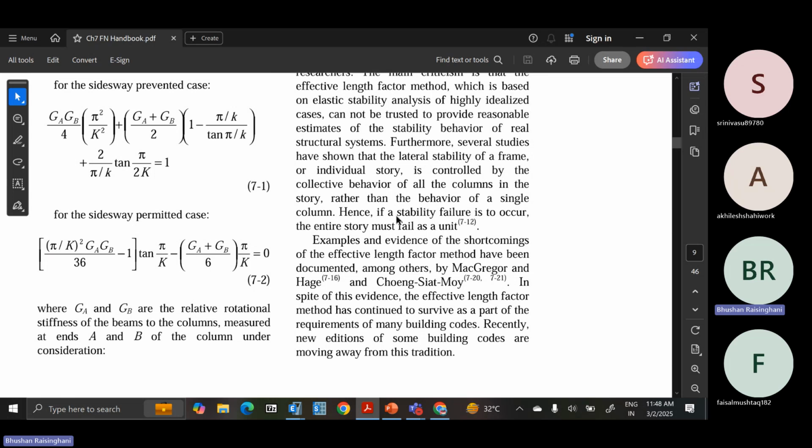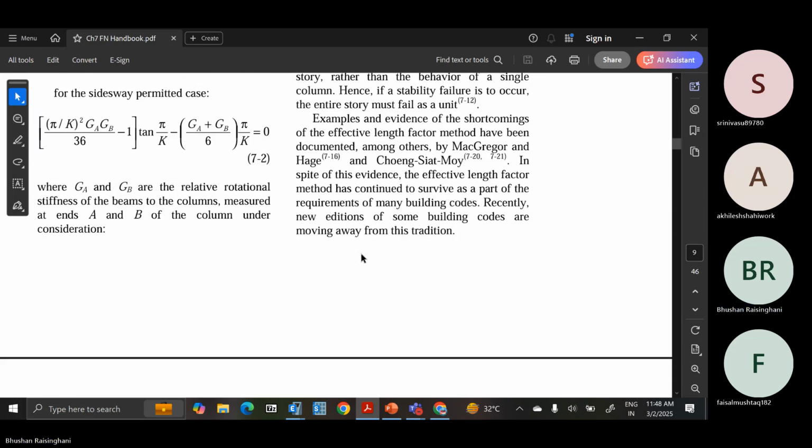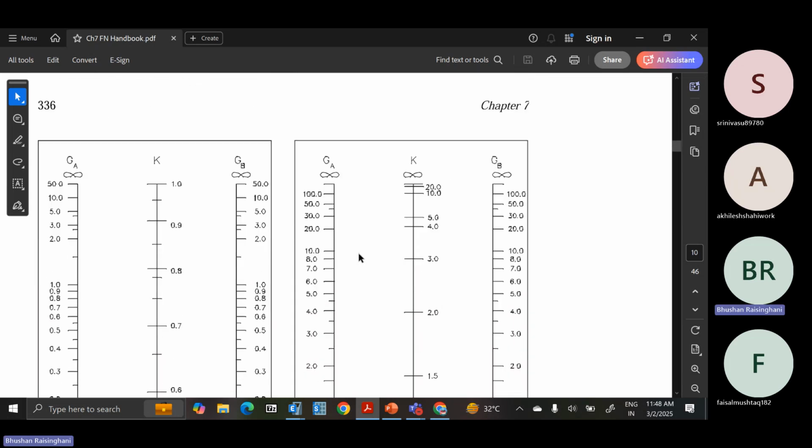So in this method, if a stability failure is to occur, the entire story must fail as a unit. Examples and evidence of the shortcomings of the effective length factor method have been documented by McGregor and Haig. They have done analysis for tall buildings, and they have suggested this method is not accurate enough, and hence we are not following this method.